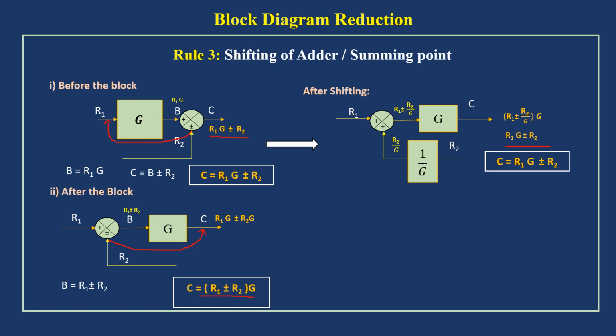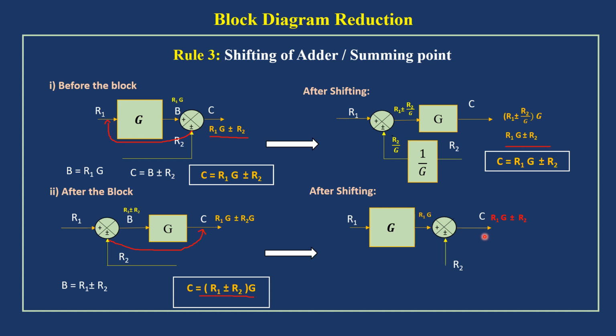So for that we should include some other block. Let me find that. So here after shifting, first I am shifting that summing point and then I am giving the input R1. R2 is given as another input for the summing point. So let me find the output. Here the output of the block is R1G, and R1G is given as one input for the summing point, and R2 is also given as input for the summing point. So we will get the output as R1G plus or minus R2.